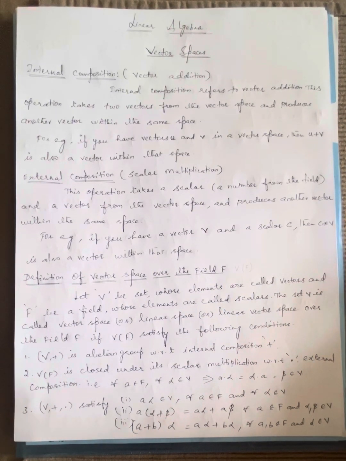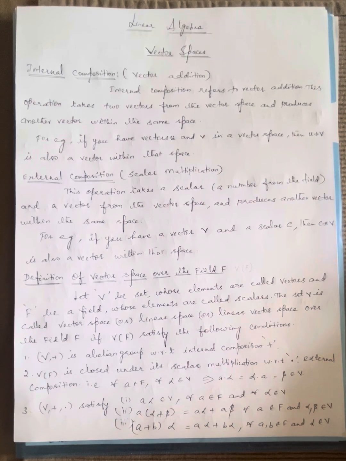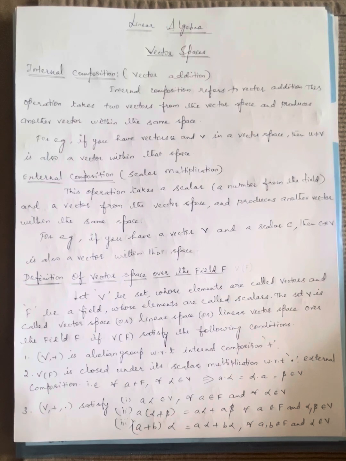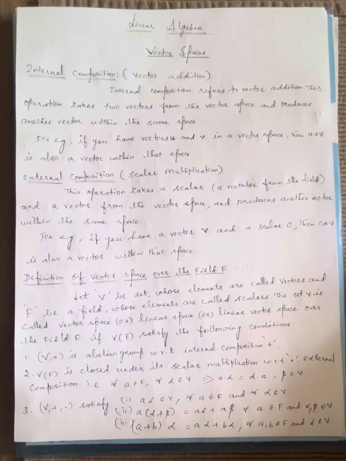In this video, I'm going to start with linear algebra. Linear algebra is very essential nowadays as it will be very helpful for machine learning and programming. So under linear algebra, the first chapter is going to be vector space. Before going for the definition of vector space and examples and then theorems followed by them, we'll start with internal composition and external composition of vectors.